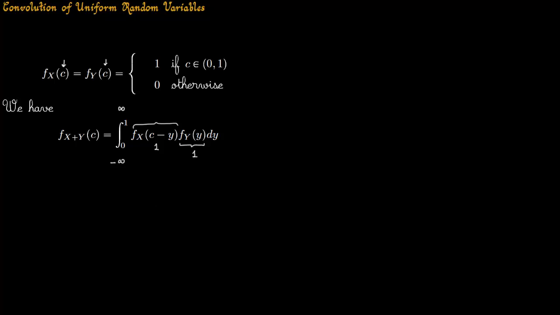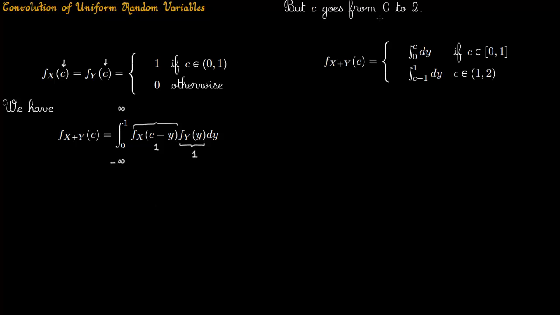But the problem is that c goes from 0 to 2, because although these random variables x and y are taking values 0 and 1, if you add them up, you could have 1 plus 1, which is 2. So we need to worry about 2. So if c lies between 0 and 1, everything is simple. You go from 0 to c and dy, because f of x is 1 and f of y is 1. But if c lies between 1 and 2, there is a problem.